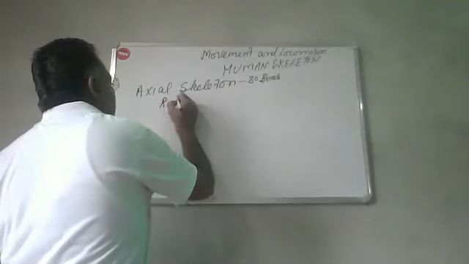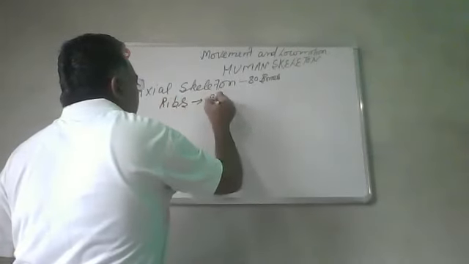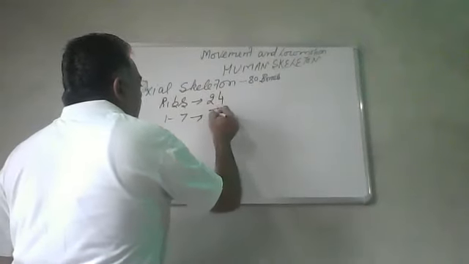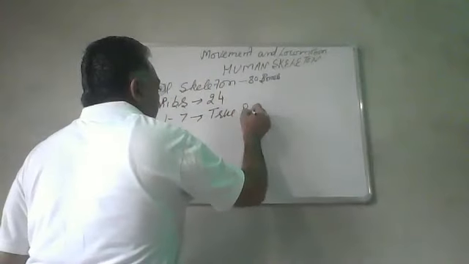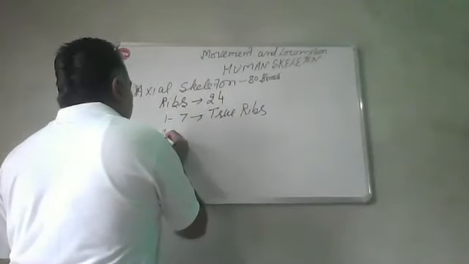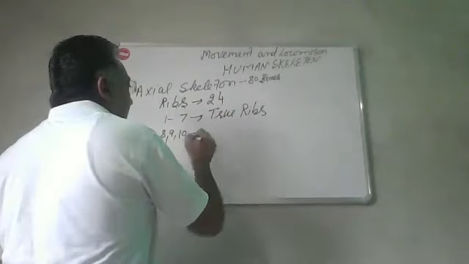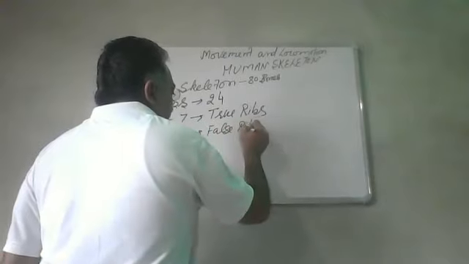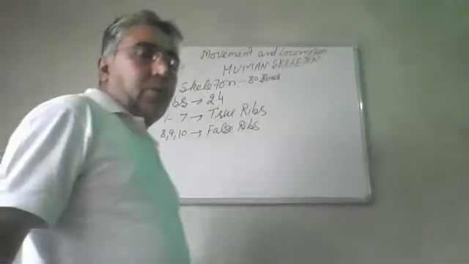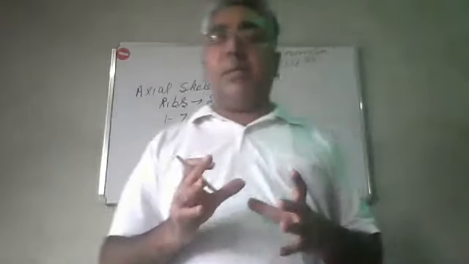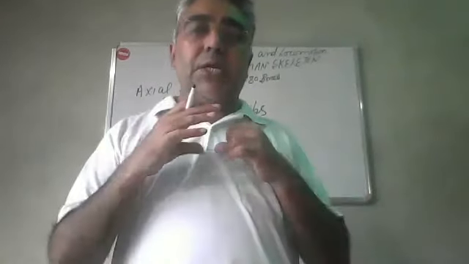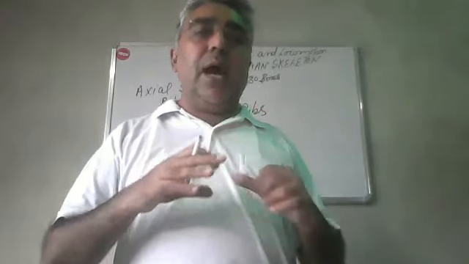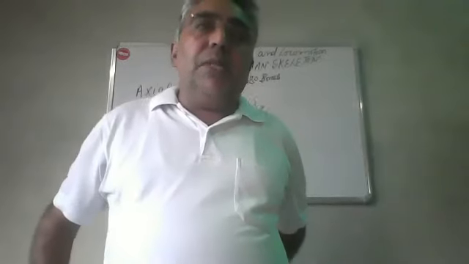Ribs are 12 pairs, for 24 bones, in which 1 to 7 come under the true ribs, and then 8, 9, and 10, 3 pairs, are called the false ribs. What is the difference between true ribs and false ribs? True ribs are the ribs which join frontally with the sternum, or we may call the chest bone, and posteriorly join with the vertebral column.